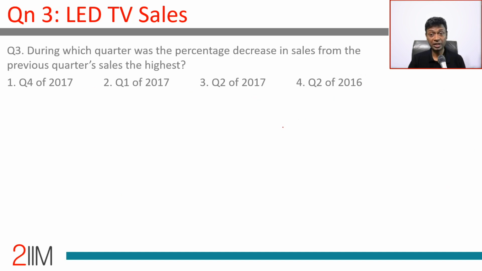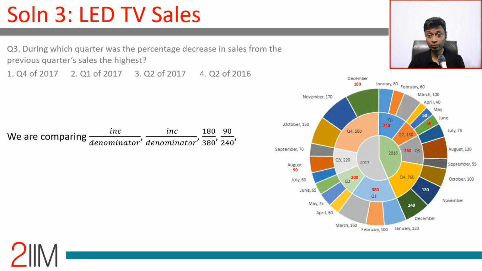During which quarter was the percentage decrease in sales from the previous quarter's sales the highest? Percentage decrease. Q4 of 2017, there's actually an increase. From Q3 to Q4 is an increase. So we don't have to worry about it. Talking about the percentage decrease, the highest is an increase, so we don't have to worry about it. Q1 of 2017, this is Q1 from 360 to 380. 360 to 380 is once again an increase. So again, this one we don't need to worry about.